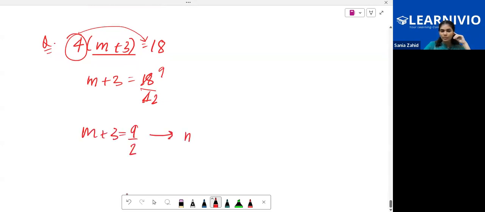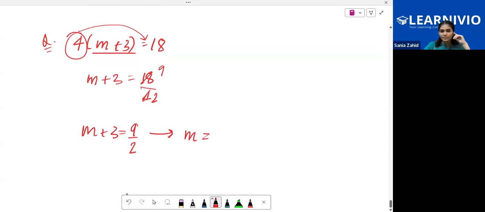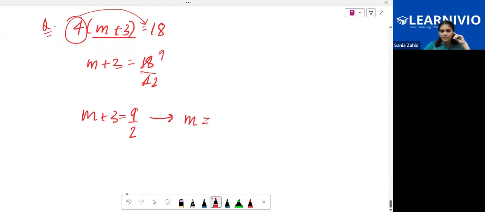Tell me quickly what will be the value of m. It's added, so 6. How come 6, Harman? Is 6 written anywhere on the board? Can you see 6 anywhere? No, no. Then why are you saying 6? Think carefully. What will you do now?